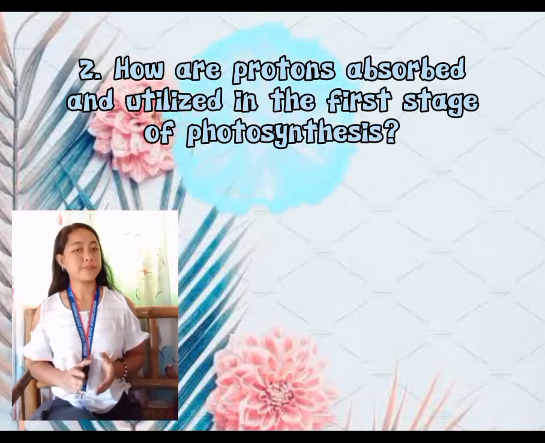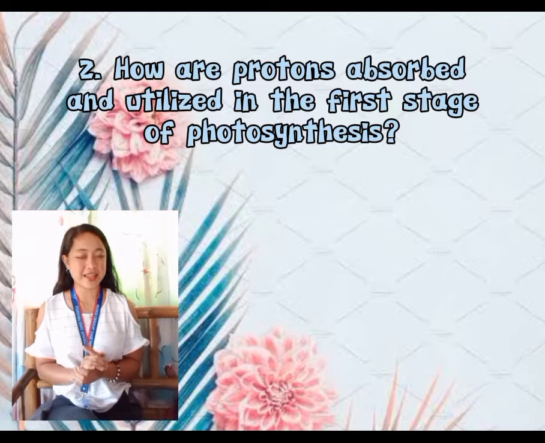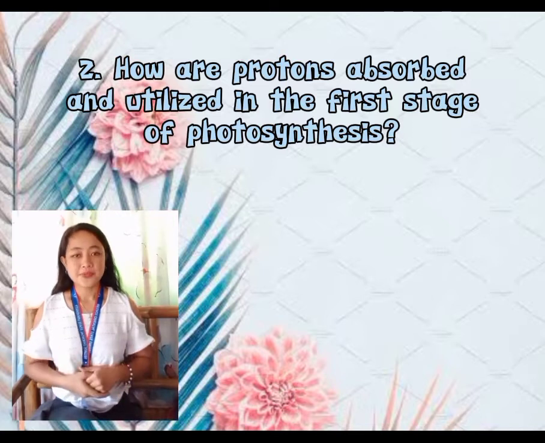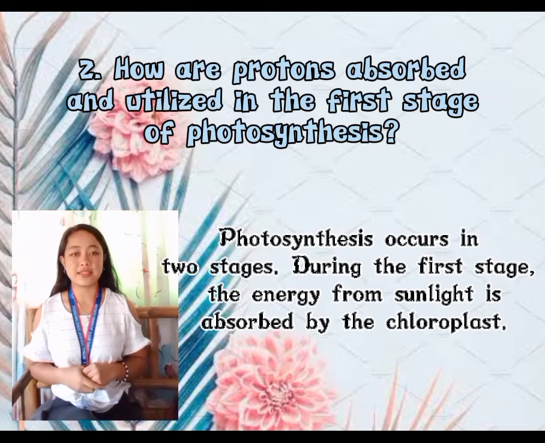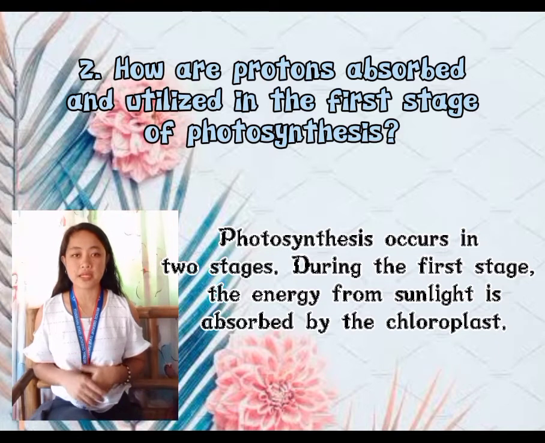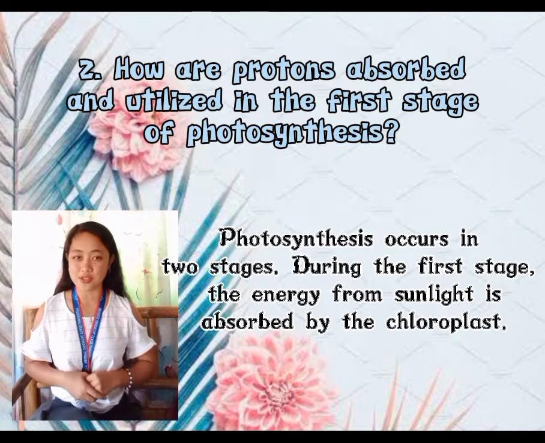So, question number 2. What are protons absorbed and utilized in the first stage of photosynthesis? So, photosynthesis occurs in 2 stages. During the first stage, the energy from sunlight is absorbed by the chloroplast. Water is used and oxygen is produced during this part of the process. So this is where carbon dioxide is used to produce glucose.